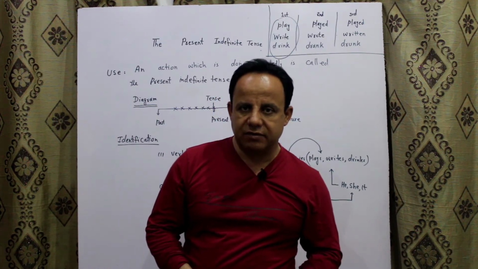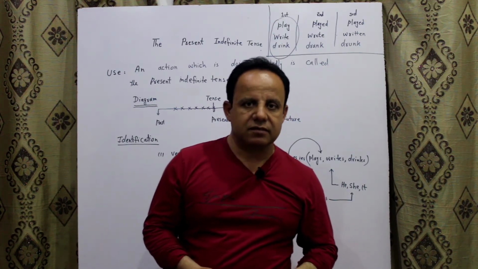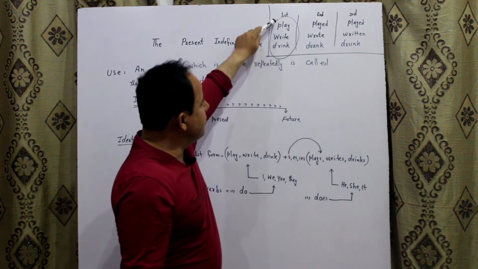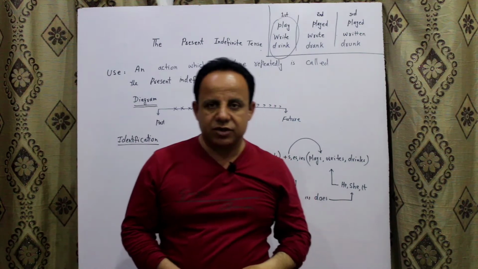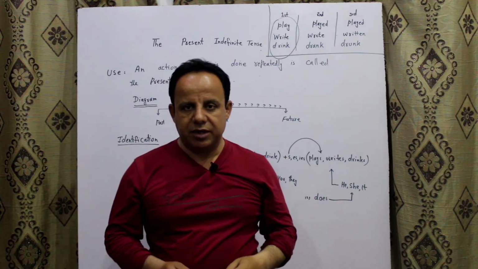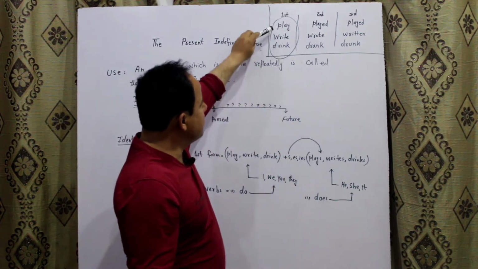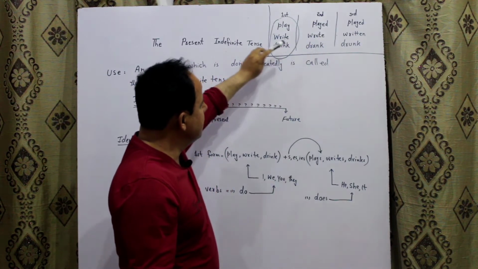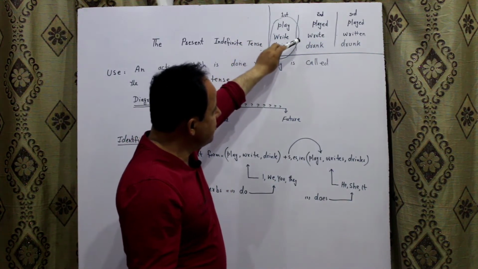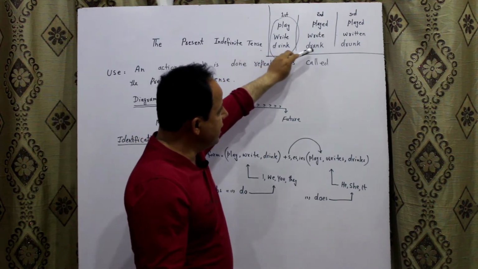There are some verbs I've written which will make you understand which forms are used in this tense. You can see here the first forms, the second forms and the third forms. It's very important that we know the forms of the verbs because they will help you understand the tenses. The first form is play, second form is played, third form is played. Second verb is write, second form is wrote, third form is written. Finally, the last verb is drink. The second form is drank and third form is drunk.